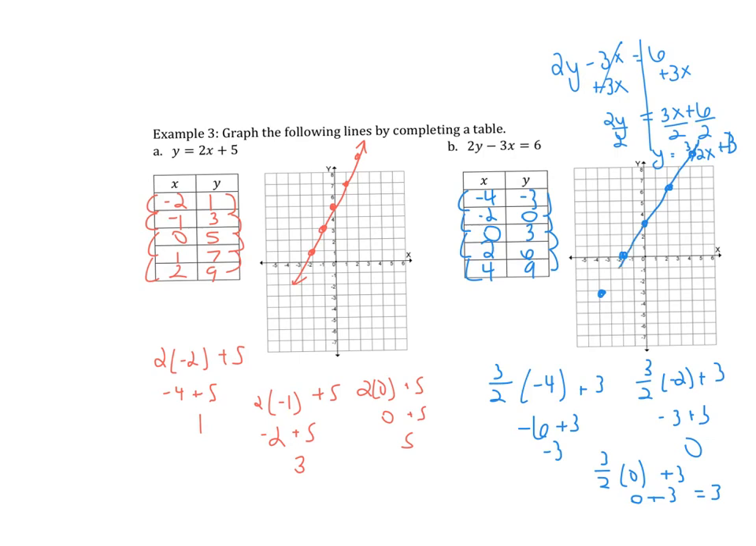Now, when you go to connect these to form your line, let's say you made a mistake in your table, it's not going to form a line. If you end up making a design like this, and you have to do something crazy to connect your points, it means that something is not right in your table, so go back and check your work.